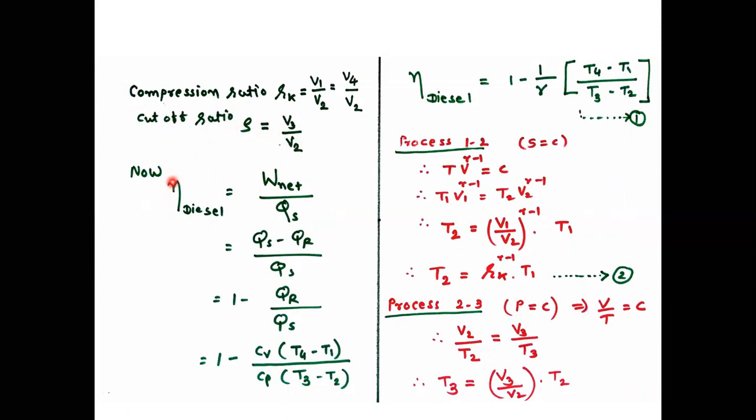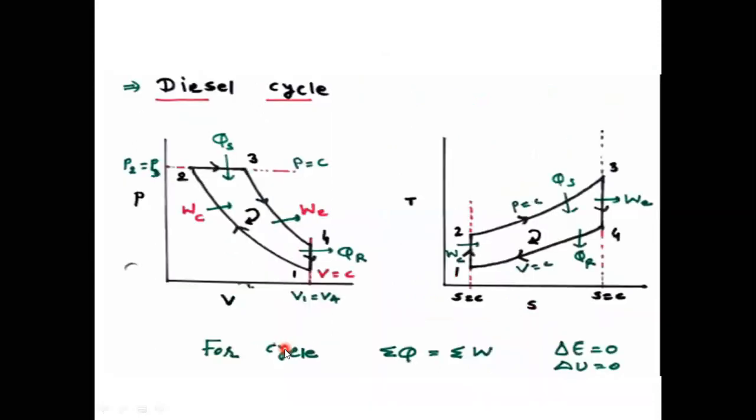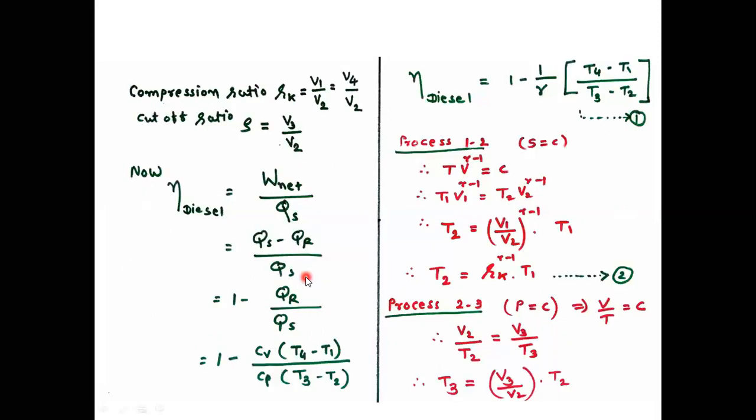Now the definition of air standard efficiency is equal to W net divided by Q supplied. W net is equal to QS minus Q rejected, divided by QS. That is why 1 minus Q rejected by Q supplied. Q rejection occurs at constant volume. You can see here this Q rejection. So it's CV dT. Volume is constant, that is why the heat interaction is equal to CV dT. So CV into T4 minus T1.